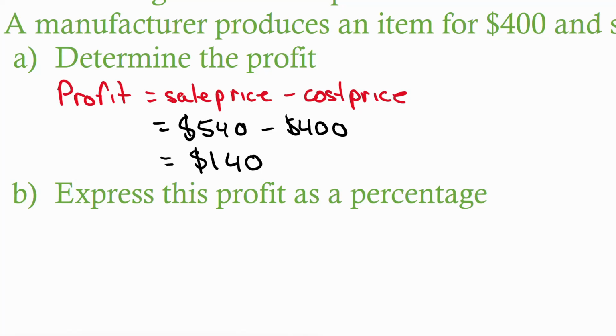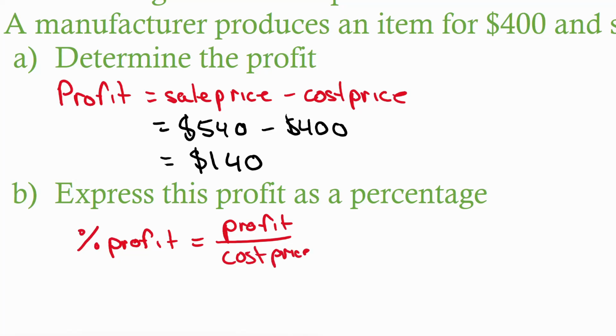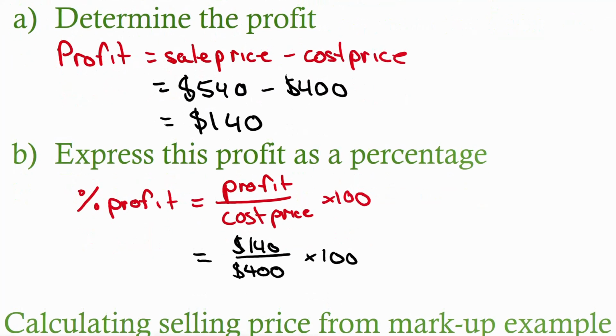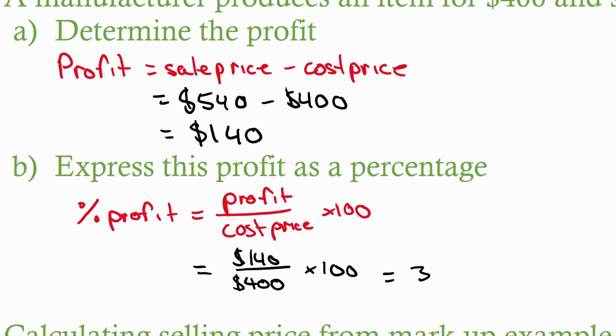The next part is we want to express this profit as a percentage. Remember, our percentage profit is our profit that we made over the cost price, and then we times it by 100. For this example, we made $140, and it cost us $400 to make. So we go 140 over 400, times 100, and we end up with 35%.